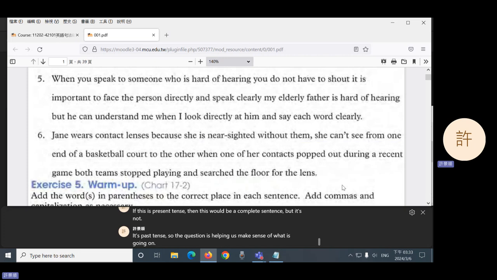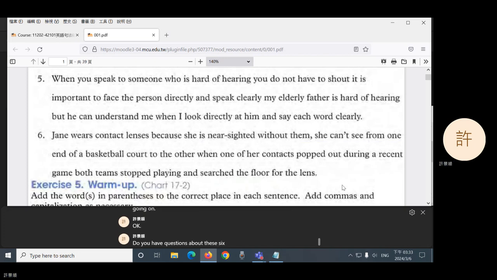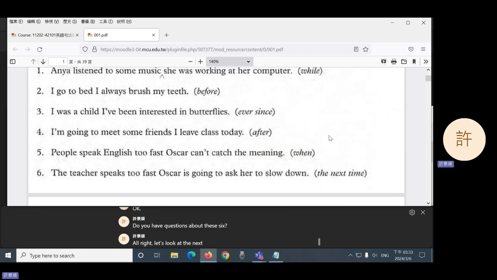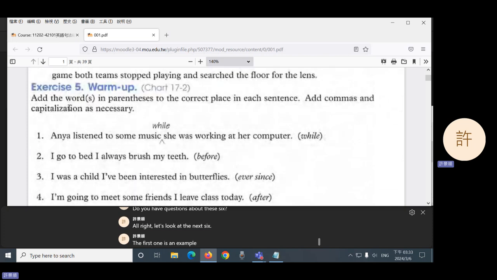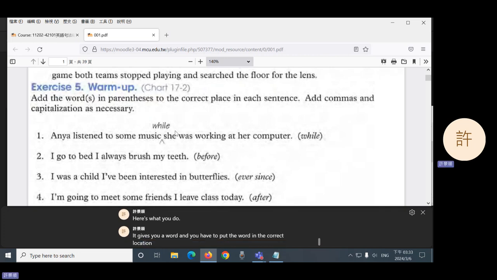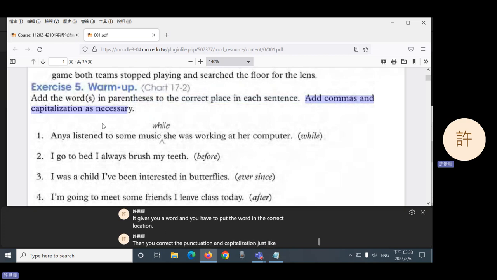Okay, do you have questions about these 6? All right, let's look at the next 6. The first one is an example. Here's what you do. It gives you a word, and you have to put the word in the correct location. Then you correct the punctuation and capitalization, just like the previous one.